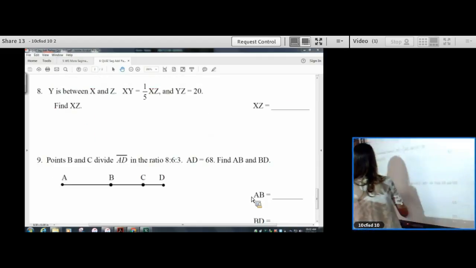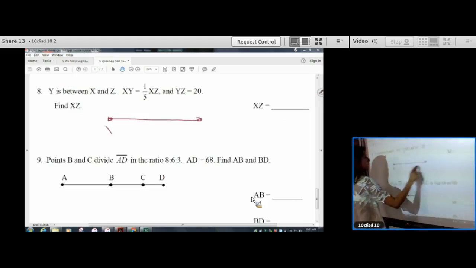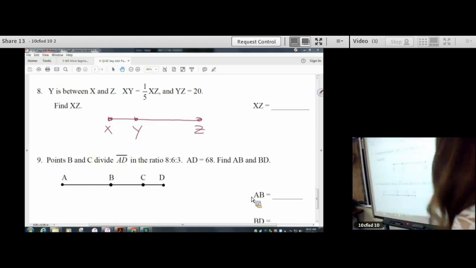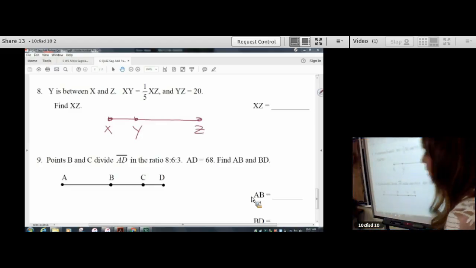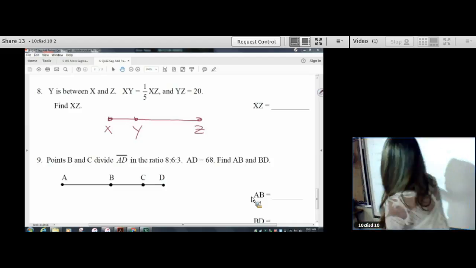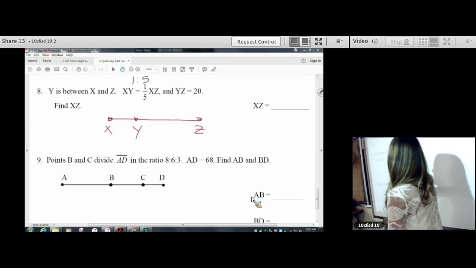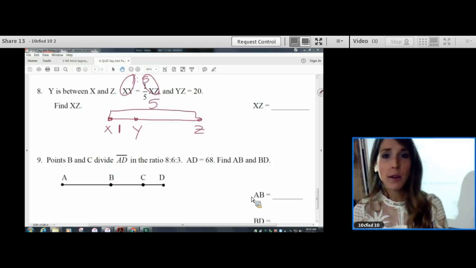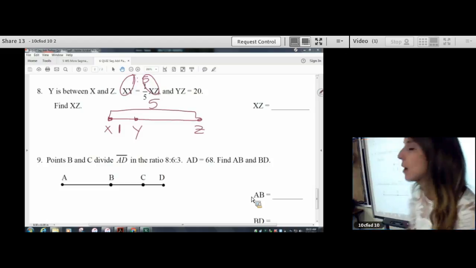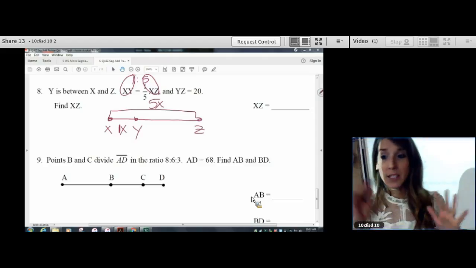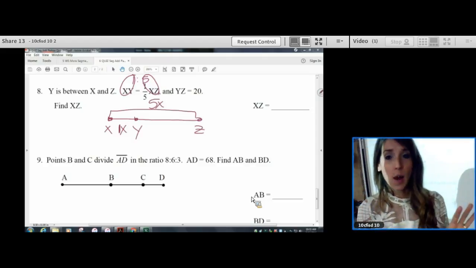Number 8. Y is between X and Z. We've got X, we've got Z, and we don't know where Y goes, but we know it's somewhere between X and Z. XY is 1/5 of XZ. So I'm going to take that fraction and split it up into a 1:5 ratio. So XY gets 1 and XZ gets 5. Now because that's a ratio and not an actual length, I always attach an extra. So XY gets 1 part and XZ gets 5 parts. Okay, let's stop right there.